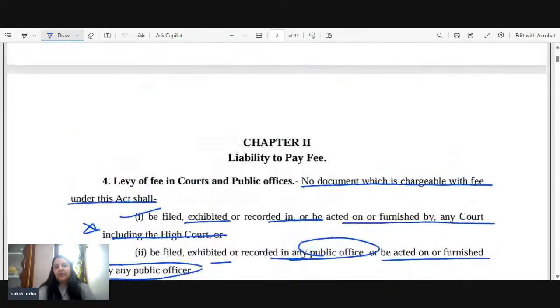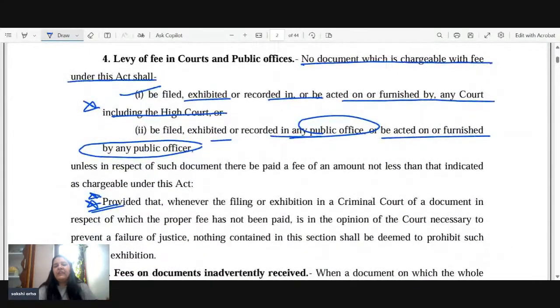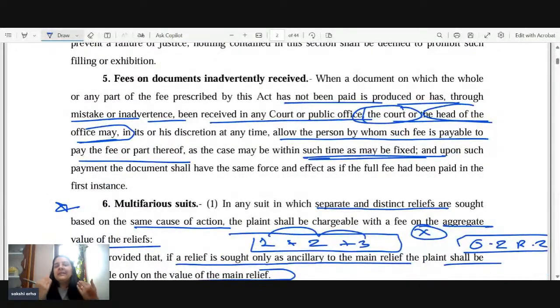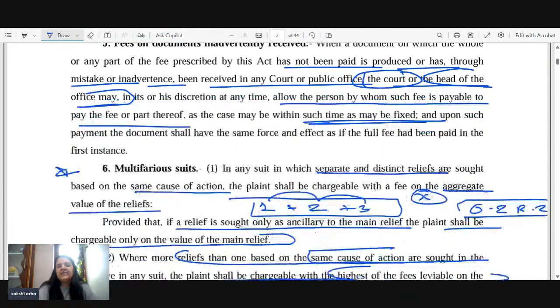Yes, any doubt? Section 4, if you will not pay fee, what will happen? So your document will not be filed, exhibited, कुछ नहीं होगा. Okay, अगर आप गलती से रिसीव कर देते हो डॉक्यूमेंट, तब अगर फी पे नहीं की और डॉक्यूमेंट रिसीव हो गया तो यू विल गेट अ टाइम टू पे फी. ओके, इफ यू आर पेड विद इन दैट टाइम, In that case, it will be deemed that it is paid in the first instance.